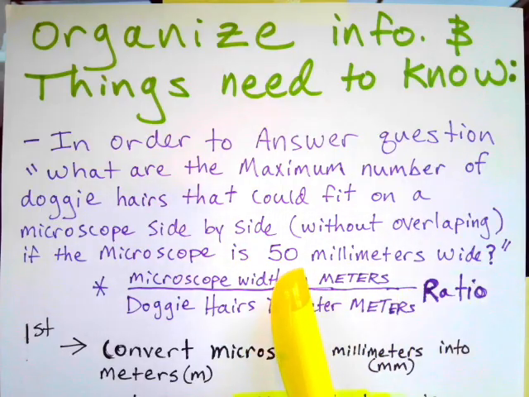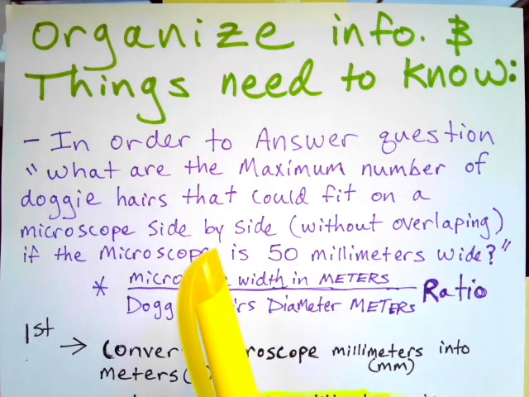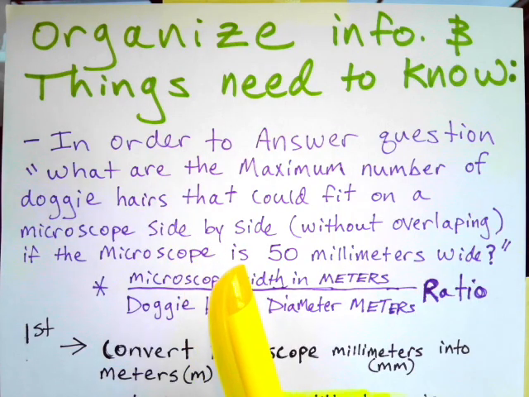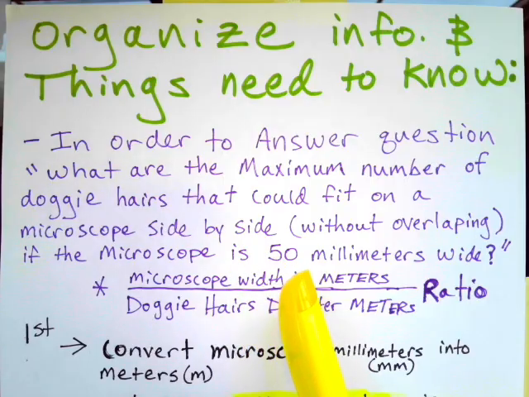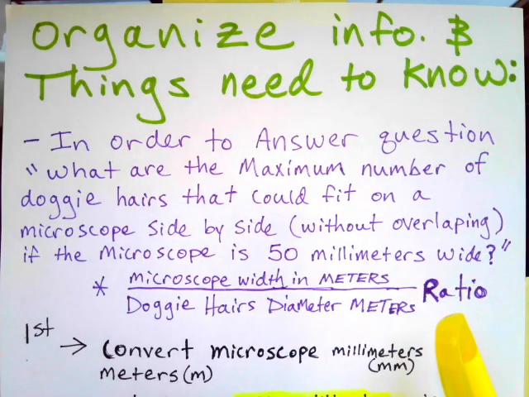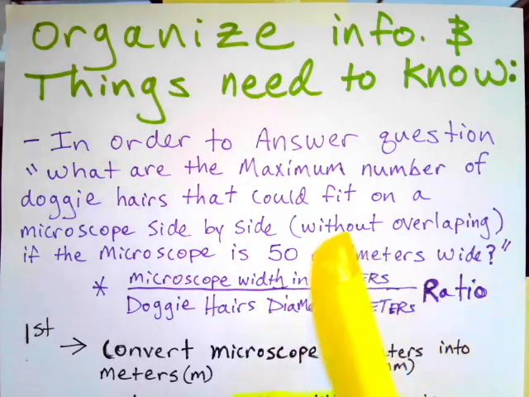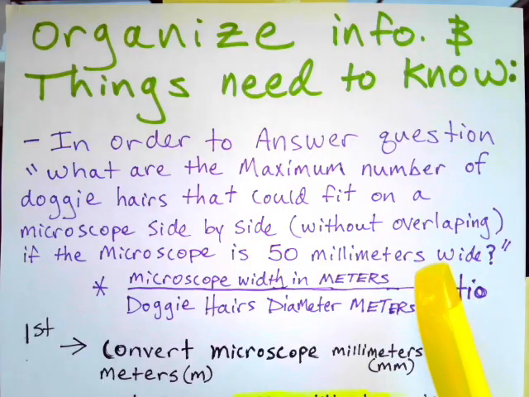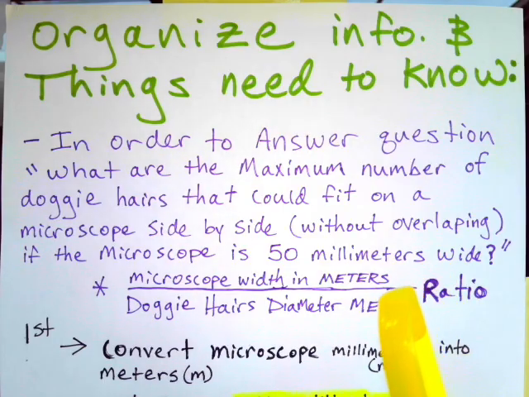So if you remember, the diameter of the doggy hair was in meters. I think it was 3.5 times 10 to the negative 5 meters. And here we're looking at a microscope that is 50 millimeters wide. So in order to figure this out, we've got to compare apples to apples and oranges to oranges, right? So we're going to convert 50 millimeters into meters. I'll go over that in just a moment.